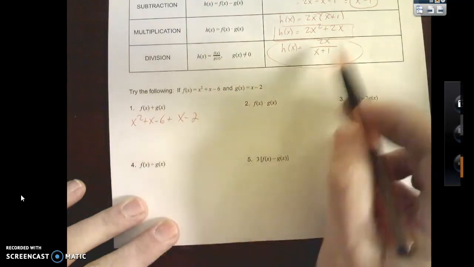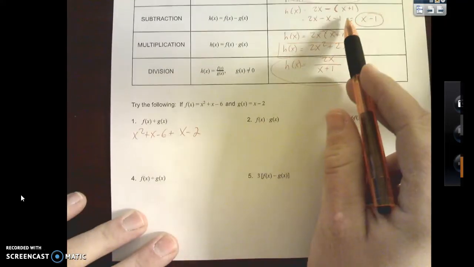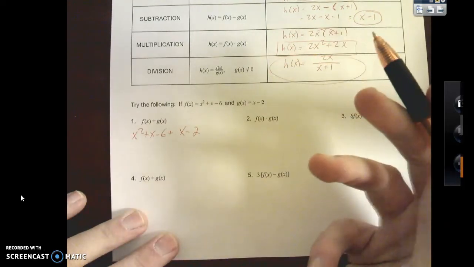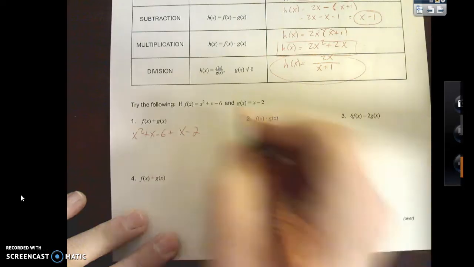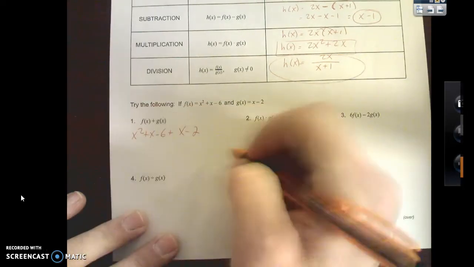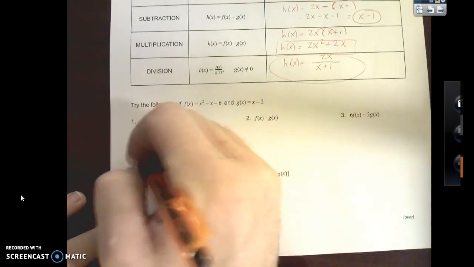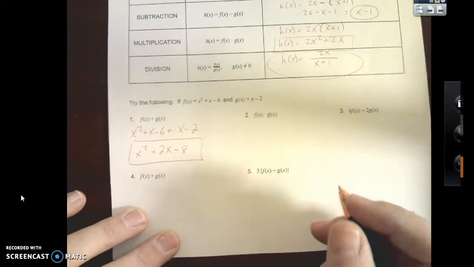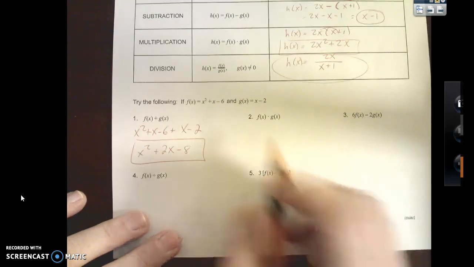You might be thinking, up here you kept saying put parentheses around the quantities. Well, if I'm adding, I don't really need the parentheses. When I subtract, I definitely will. Combine like terms, and we are going to see x squared plus 2x minus 8. Okay, done. Simple as can be.